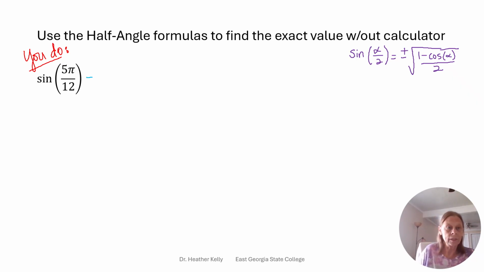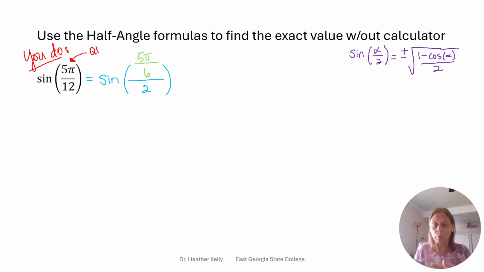Okay, so the trick is to rewrite this in this form. And the way we do that is we take the numerator and it does not change. And the denominator of the original gets divided by 2. We also need to note what quadrant alpha over 2 is in, and this is in quadrant 1. 5 pi over 12. 6 pi over 12 would be pi over 2, so this is definitely in quadrant 1. All right. Next thing, we just plug and chug at this point, which is lovely.